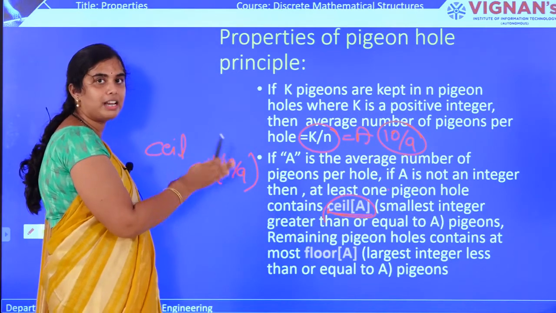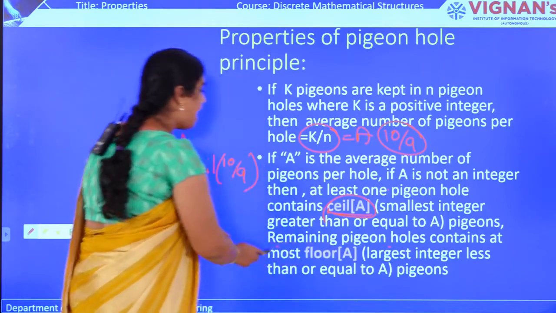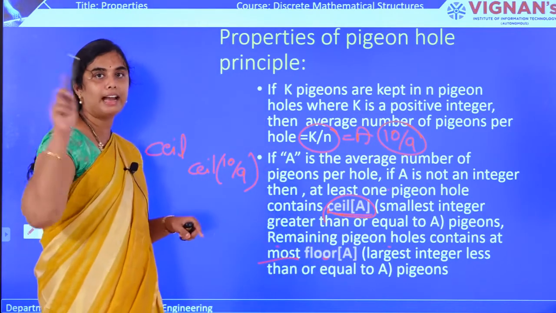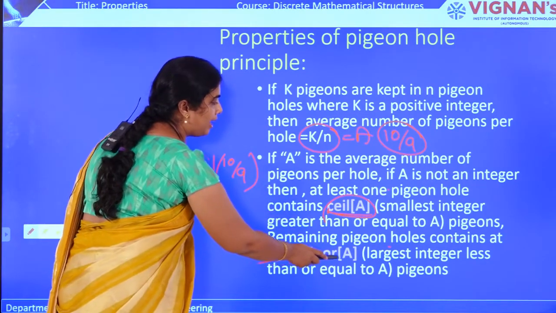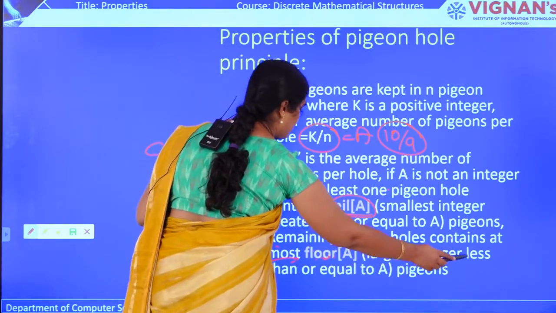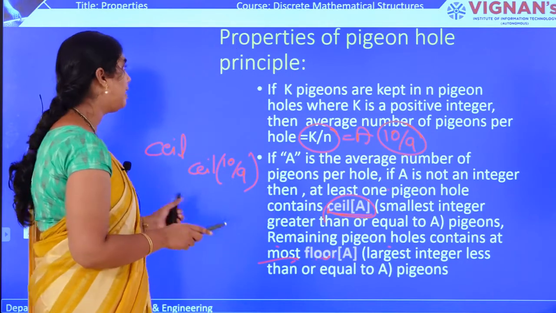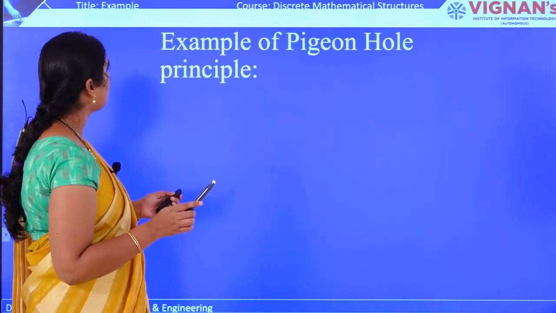Okay, the pigeons part is over. What about the holes? The remaining holes contain at most floor of A. At most means maximum, at least means minimum. At most floor of A, where floor of A means the largest integer less than or equal to A, pigeons. Okay. So, I will explain through an example.